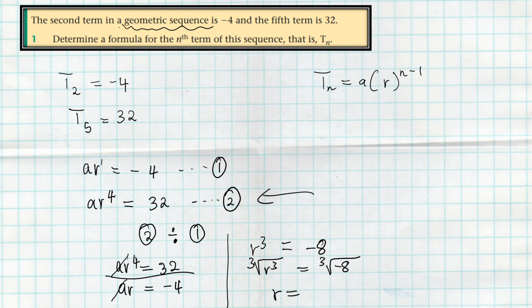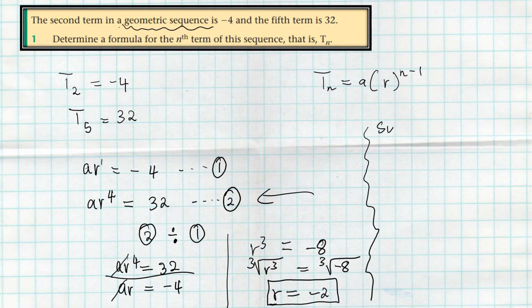Once we apply the cube root there, 3 divided by 3 cancels. We are left with R. Then we have the cube root of minus 8. It's going to give us negative 2. So we got our R. Our R is what? It is negative 2, right? R is negative 2. After getting R, we can go back to any equation that is simple in order to solve for the other unknown, right?